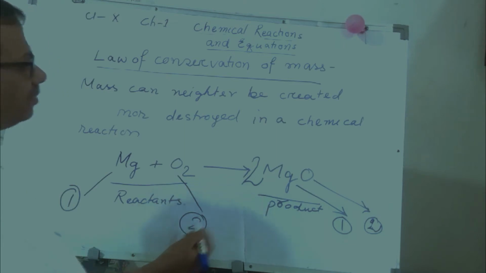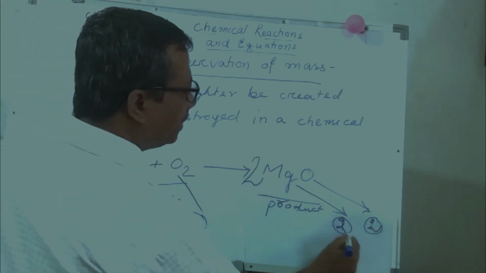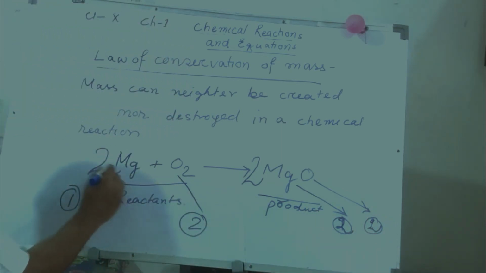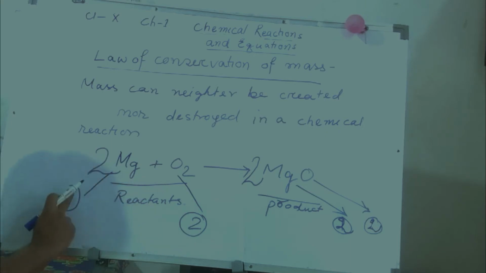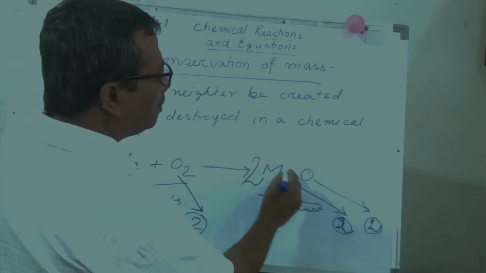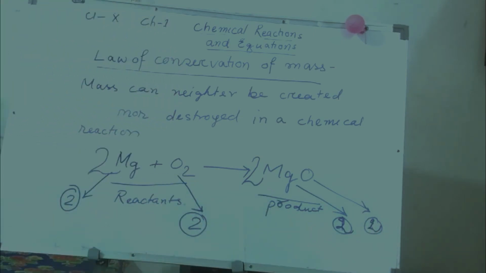Here is also 2. But magnesium, there are 2 magnesium atoms. So here we have to multiply the magnesium by 2 so that they become equal. Now you see magnesium is also 2. Oxygen is also 2. Here magnesium is 2. Oxygen is also 2. So it is called balancing of an equation.